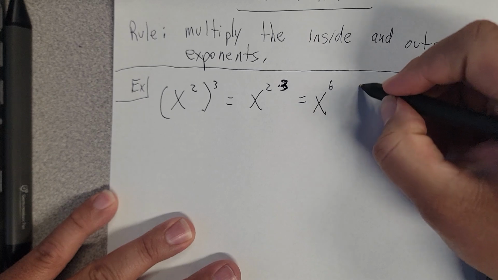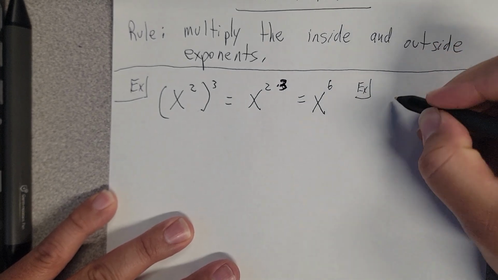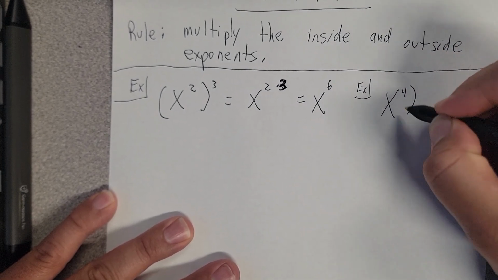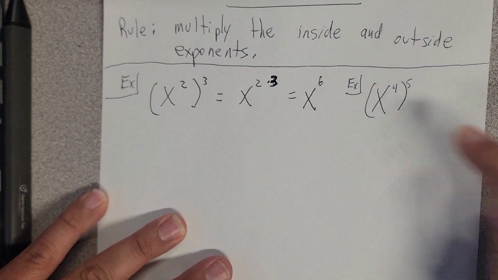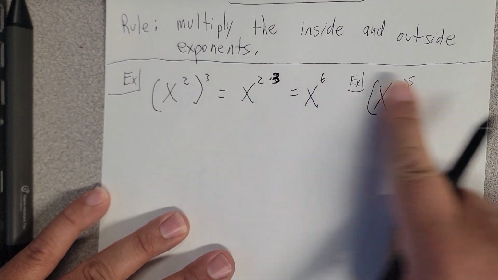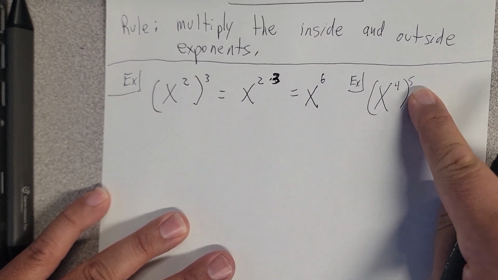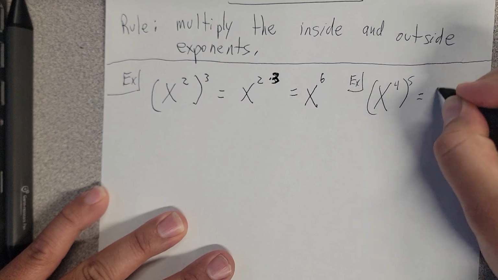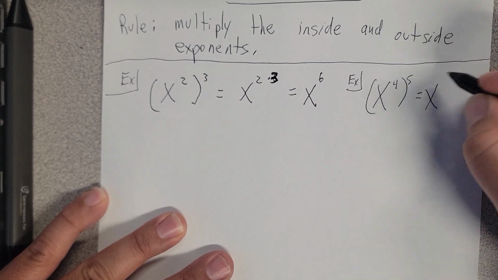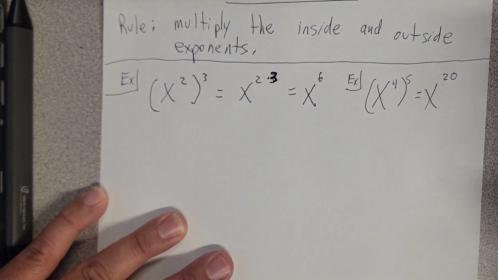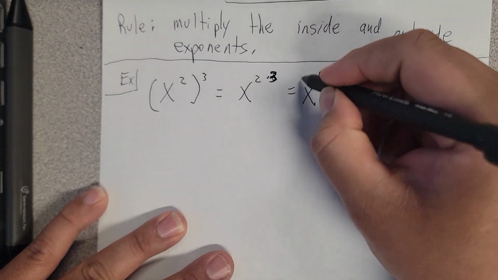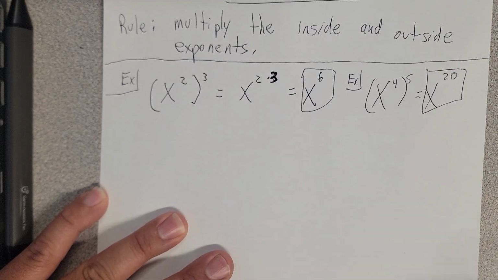Okay. So, if you see something like this, let's do 4 on the inside, 5 on the outside. You don't have to rewrite it all the time. Just tell me, that's the inside, that's the outside, multiply them. You get x, 4 times 5 is 20. And that's your answer, okay? So that's the basic rule.